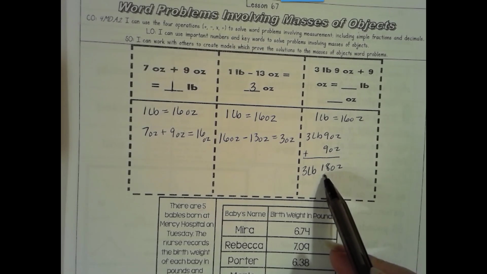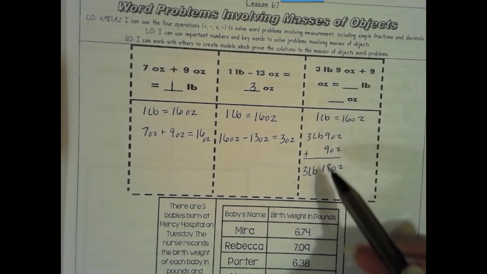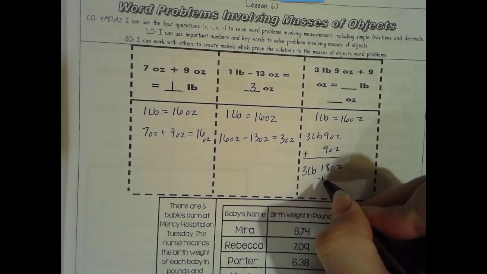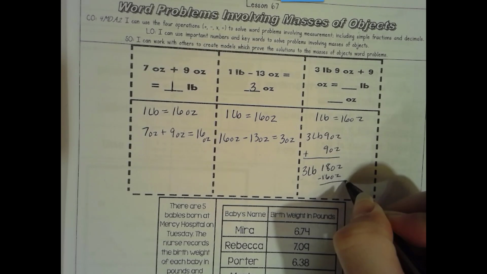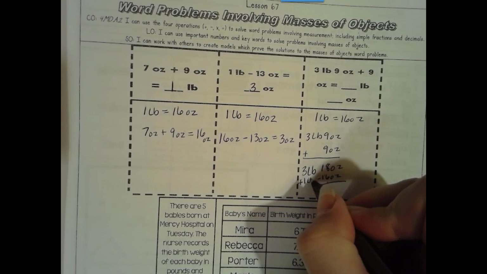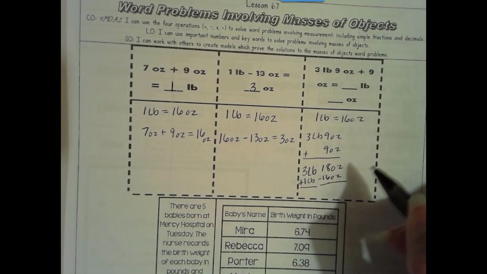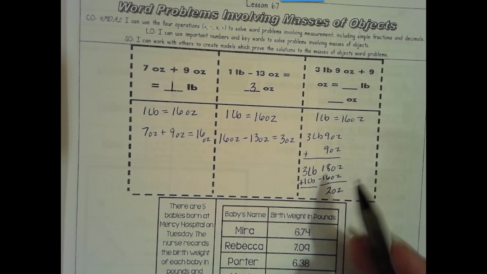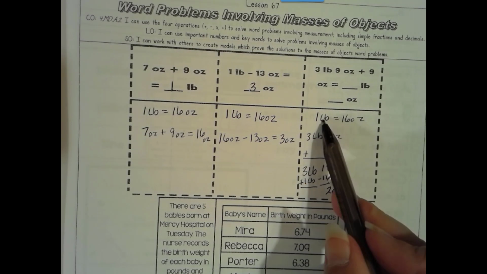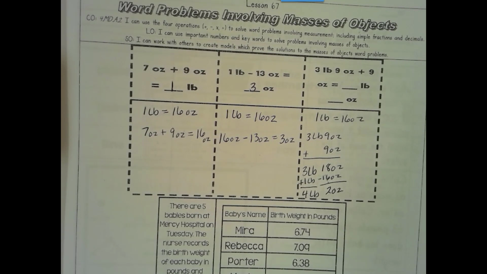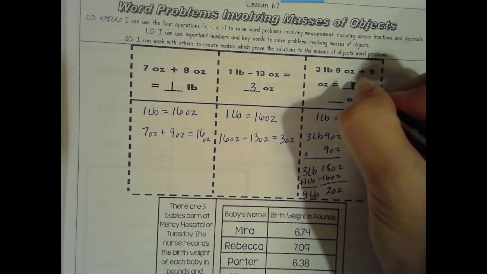Well, inside those 18 ounces, I could take out a group of 16 and move it over and make a pound. So if I take away 16 ounces, that is equivalent to 1 pound. So I can add that 1 pound over here. So 18 ounces, take away the 16 ounces, leaves 2 ounces. Now I'm going to move those 16 ounces, which are equal to 1 pound, over to the pounds. So I end up with 4 pounds, 2 ounces.